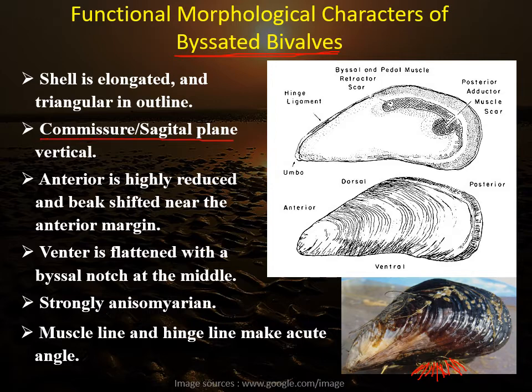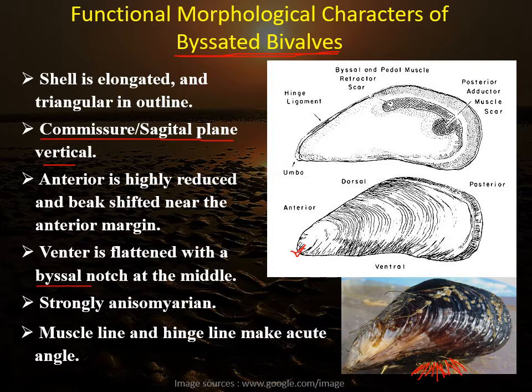Commissure plane or sagittal plane is vertical. Anterior is highly reduced, and the beak shifted to the anterior portion, the anterior margin. Generally, we know from bivalve morphology that the beak occurs in the dorsal part, but in this bivalve, the beak shifted to this anterior margin. Venter is flattened with a byssal notch at the middle.